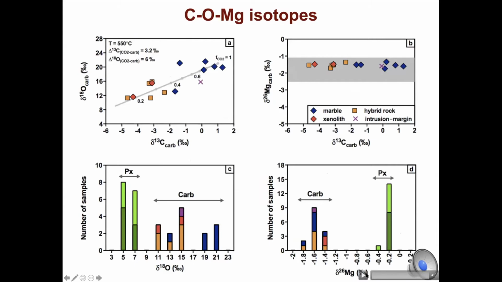Here are isotopic results. For carbonate minerals, those from xenolith and hybrid rocks in the contact zone have lower oxygen and carbon isotopic ratios than those from marble. In contrast, the variations of magnesium isotopic ratios in carbonate minerals are very small. For pyroxenes, the oxygen isotopic ratios from the margin and the interior of the intrusion show a limited range. Pyroxenes in the intrusive rocks have magnesium isotopic ratios very close to the Earth's mantle.